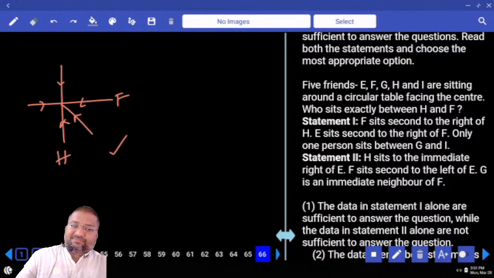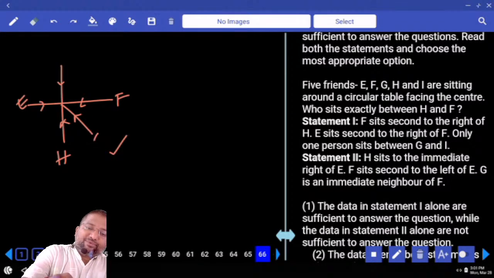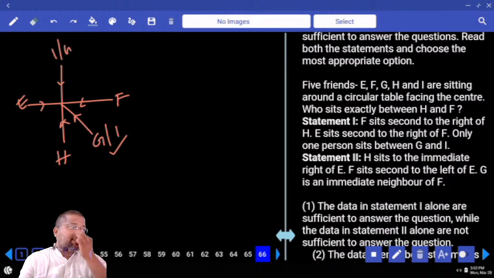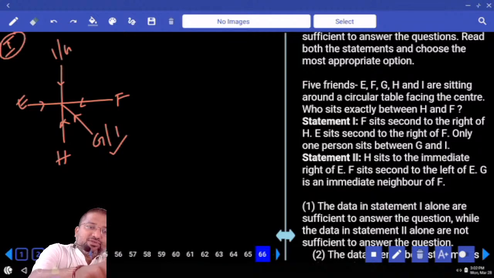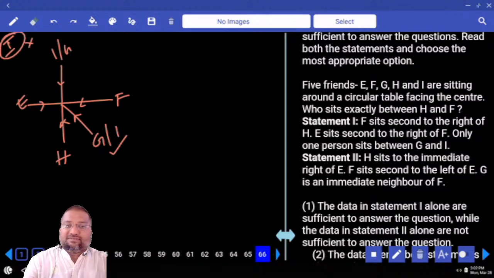E sits second to the right of F. Only one person sits between G and I. How many possibilities? 2 possibilities. This is your answer. Will I get the exact answer? No. So clearly the data given in statement 1 is not sufficient to answer the question.